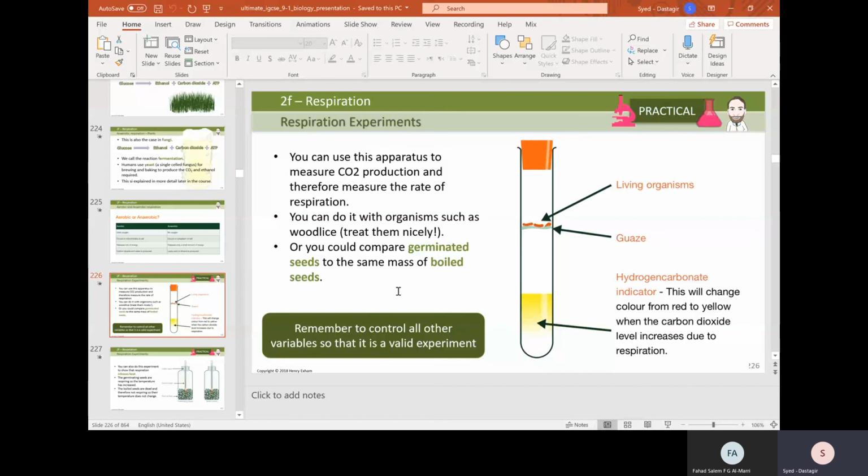Here, so if you remember this experiment, the respiration experiment, where we have living organisms, you can see how much CO2 is produced, or make sure they're living, and the indicator they use is a hydrogencarbonate indicator, and it will change color from red to yellow when carbon dioxide level increases because of respiration. Okay, so that's all I wanted to show you.